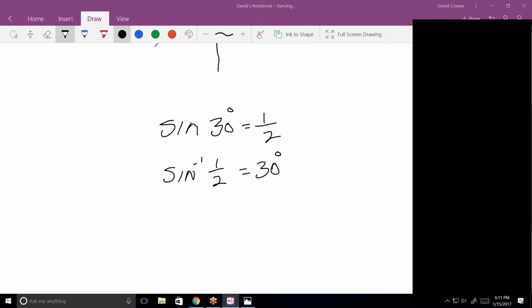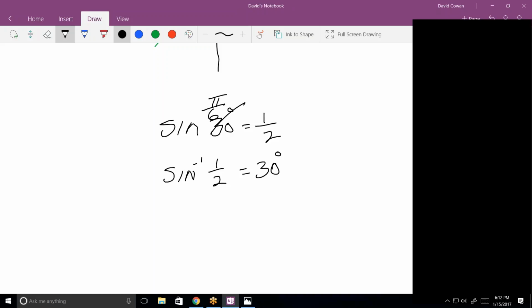If the sine of 30 degrees is equal to 1/2, that means the inverse sine of 1/2 equals 30 degrees. We're always taking trig functions of angles to get ratios, and we're always taking inverse trig functions of ratios in order to solve for angles. So whenever you're taking an inverse trig function, you're coming up with an angle as an answer. Whether it's in degrees or radians does not matter.